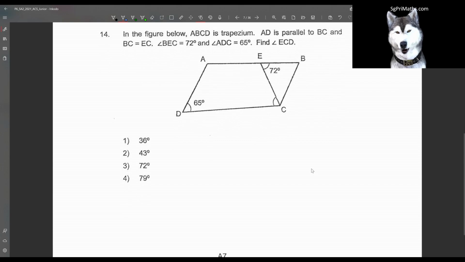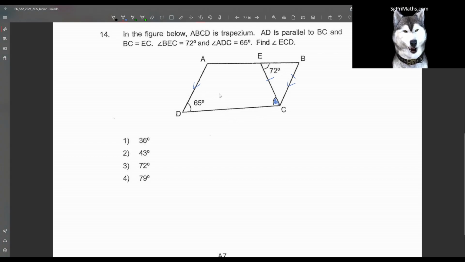Okay, moving on to question 14. In the figure below, ABCD is a trapezium. So a trapezium is where there's one set of parallel lines, which seems to be AD parallel to BC, and this line AB and DC are not parallel. BC is equal to EC also, so we draw this line to show that they are equal. Angle BEC is 72 degrees here, angle ADC is 65 degrees here. Find angle ECD. So let's shade the angle we want to find.